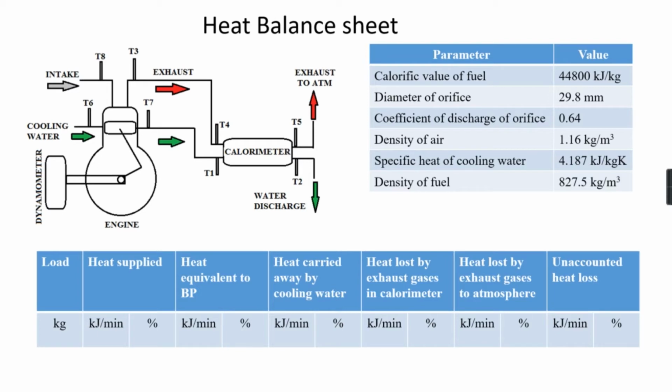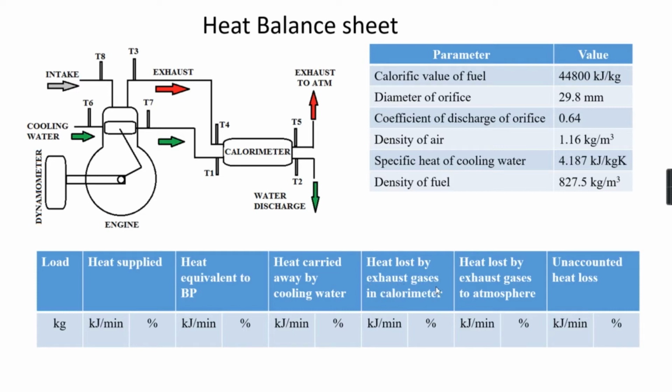So you can see the table which will show you the different heat expenses. So first one is heat supplied to the engine. Next is heat equivalent to brake power, which means the amount of heat which is getting converted into the useful work. Next column is heat carried away by cooling water, which means the heat which is carried away by the cooling water supplied to the engine.